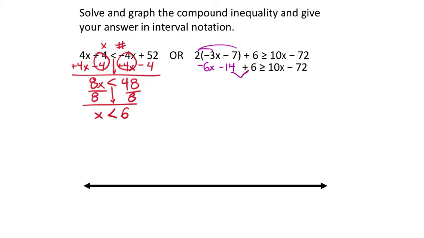Negative 14 plus 6 would be a negative 8. So now I got negative 6x minus 8 greater than or equal to 10x minus 72. Principles of equality here. So I'm just going to stick with x's on the left, numbers on the right. And by doing that, it should force the coefficient to be negative. If you don't want that, then just put your x's on the right. It doesn't matter. So we'll have to add 8 to both sides because the negative 8's on the wrong side.